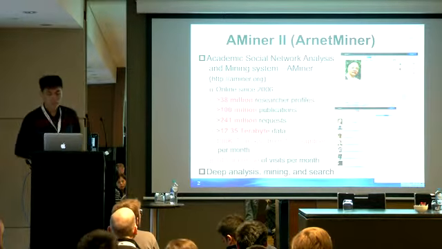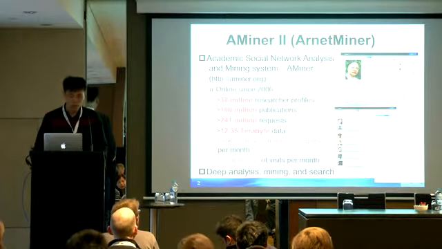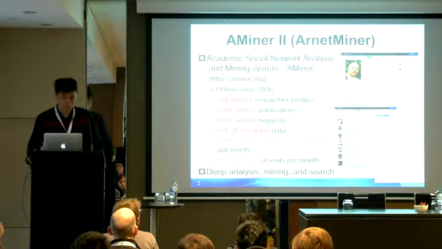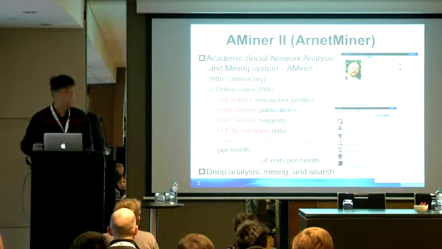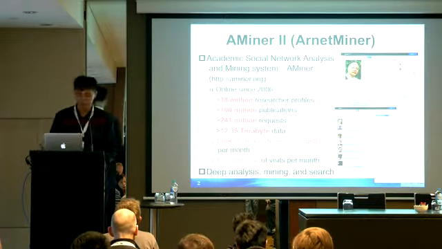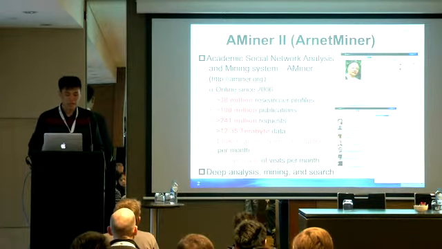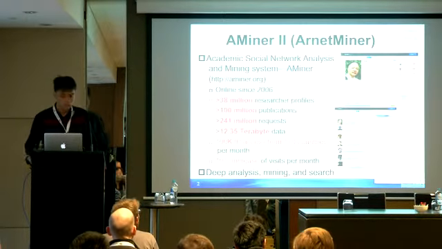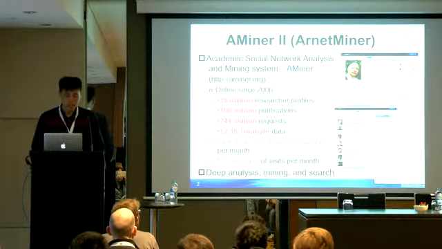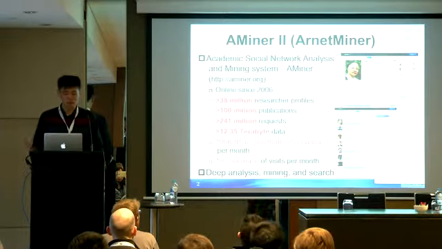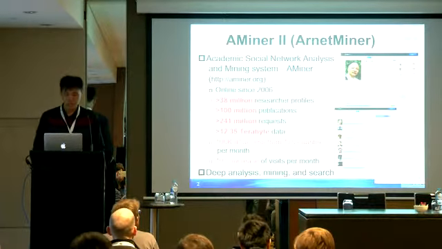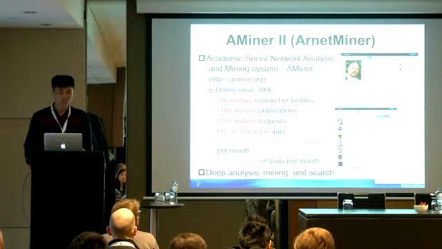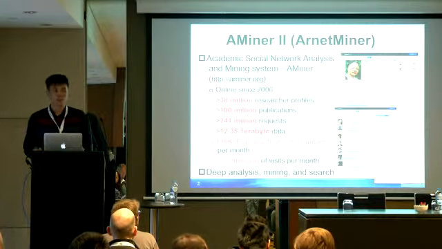Before I go into the detail of our work, I want to first briefly mention our online system, AMiner. AMiner used to be known as ArnetMiner. It's an academic social network analysis and mining system. It has been online since 2006 and has integrated more than 38 million researcher profiles and more than 100 million publications. It attracts more than 100,000 users from all over the world every month.